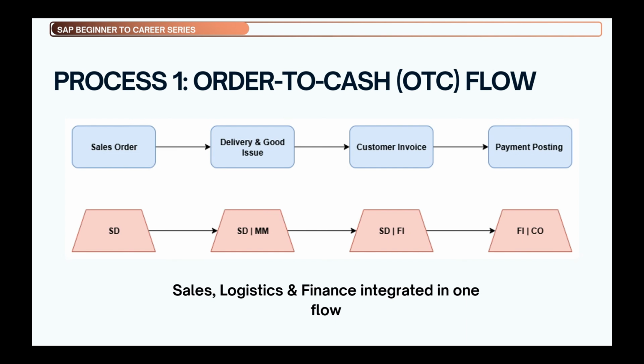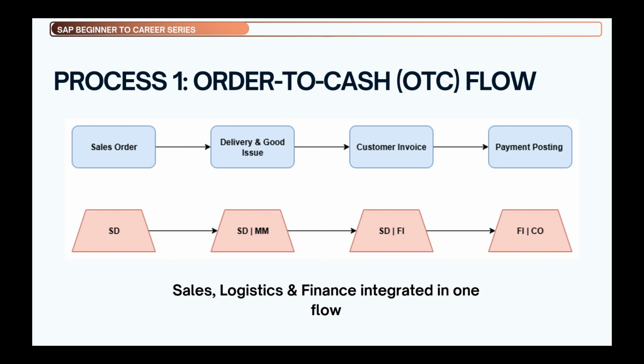Then it will flow to delivery and goods issue. This is the next transaction. In between, there can be multiple transactions based on different business scenarios and different configuration. Those are the high level steps. When it comes to delivery and goods issue, it involves the sales and distribution module as well as the material management module, because in this step inventory is involved. Inventory is managed by the material management module. So delivery and goods issue creation involves both SD and MM modules.